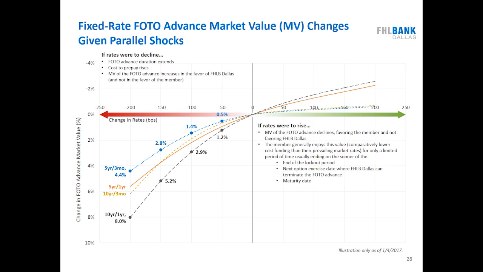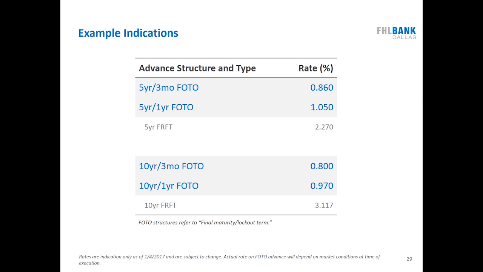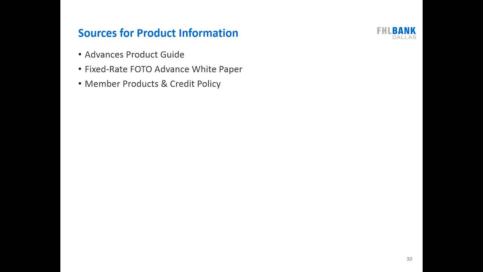Putable advance rate indications, as well as indications for like maturity bullet advances with no embedded options, can be seen here. Please note that actual putable advance rates are dependent on market conditions and are subject to change from those seen here. More detailed product information can be found in the Advances Product Guide, in the Fixed Rate Putable Advance White Paper, and in the Member Products and Credit Policy documents on FHLB.com.